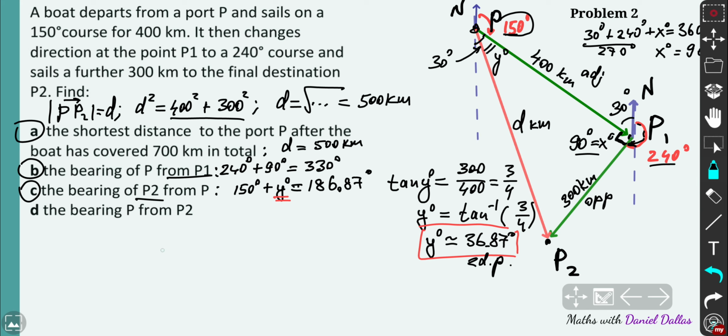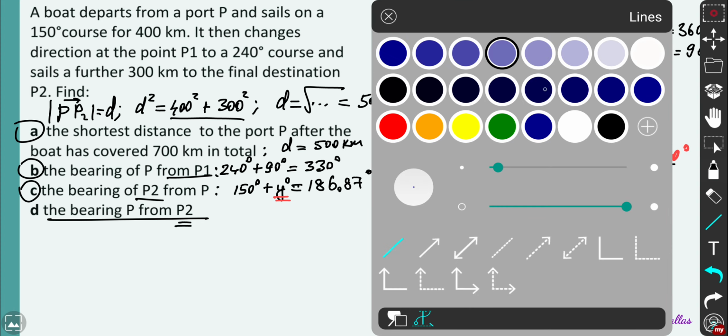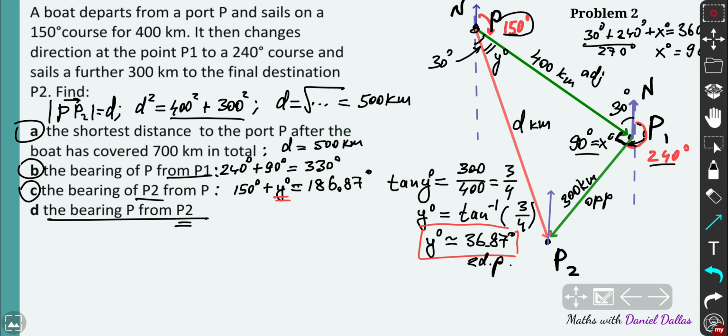All right. And the last one, the bearing of P from P2. So the bearing of P from P2. What we're going to do is set the north direction at the point P2. So we're going to do this right now. Let's have an arrow. From there, that's the point where we stand. This is the north direction right now. So north, and bearing P.